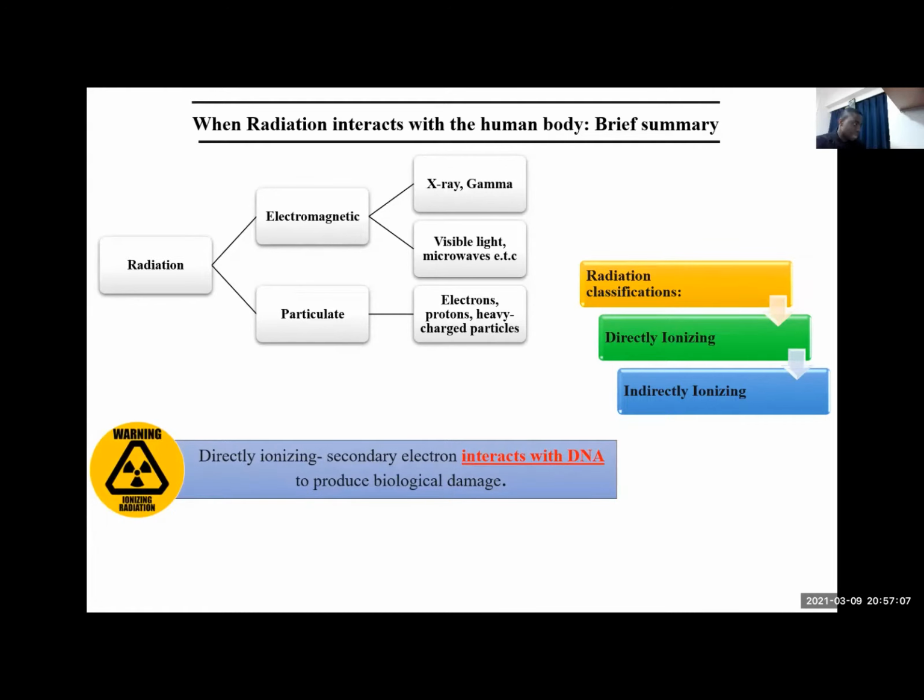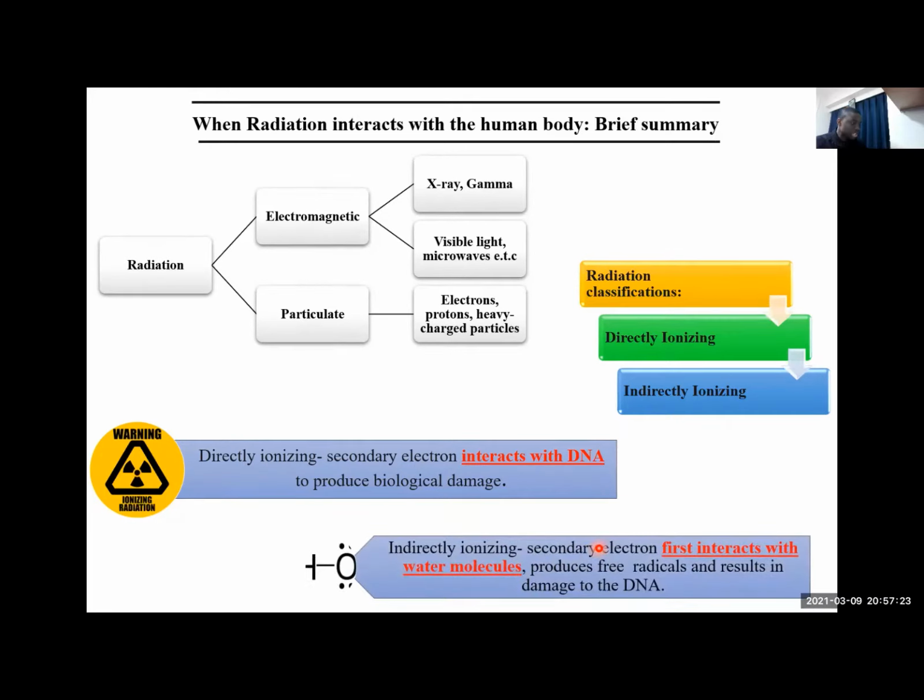So in the directly ionizing interaction, the secondary electron, the photon, interacts first with the DNA and therefore induces a biological damage. Please take note of the word in red, interacts first with the DNA. But what is the difference in the indirect interaction? The secondary electron, the photon, interacts first with the water molecules.